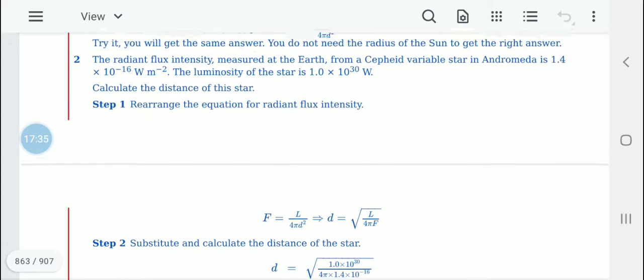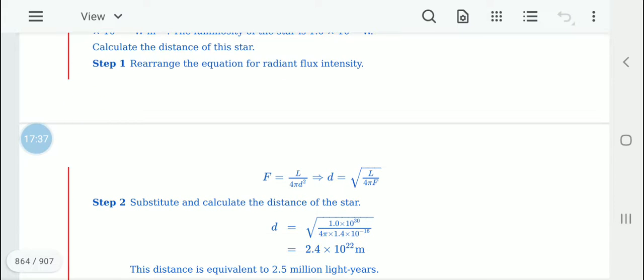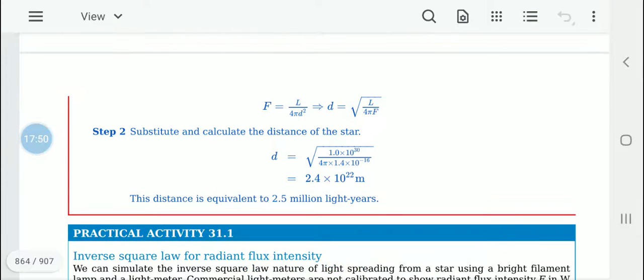So we have to first make d the subject. So we get d equals the square root of L upon 4 pi F. So we simply substitute the values that they have given. The distance would be 2.4 × 10^22 meters. If you divide it by the light year in meters, then you will get 2.5 million light years.